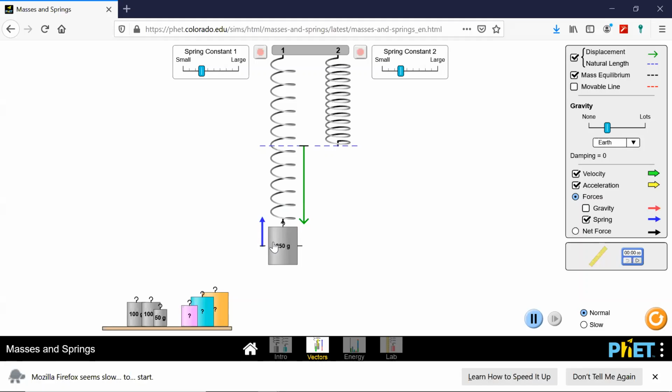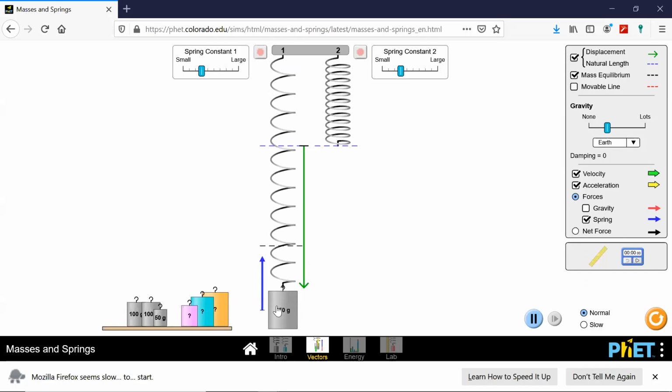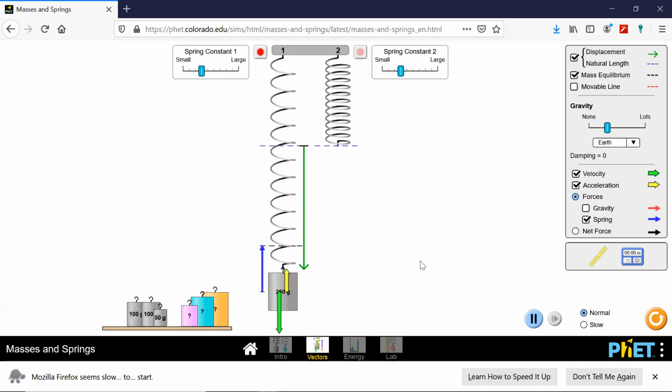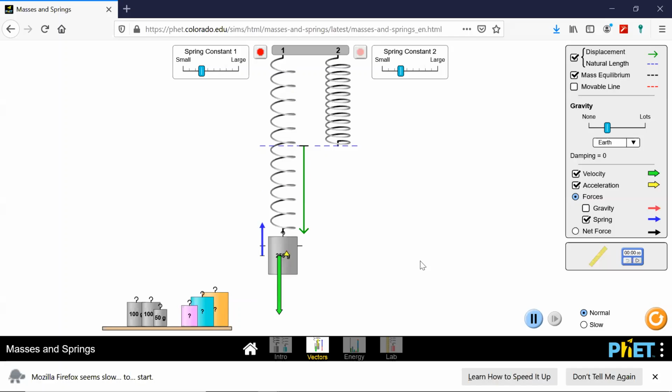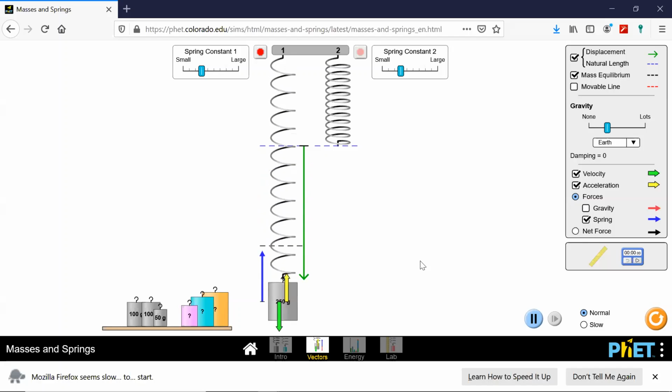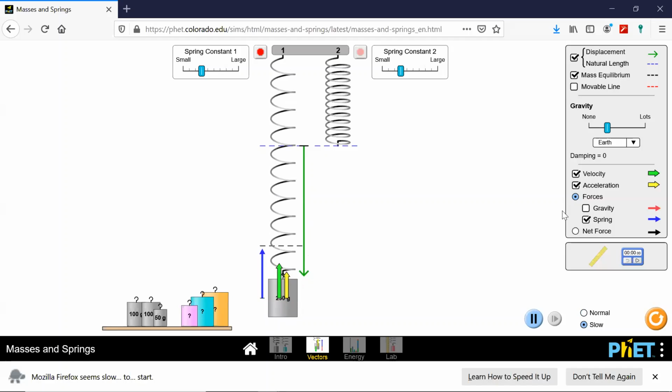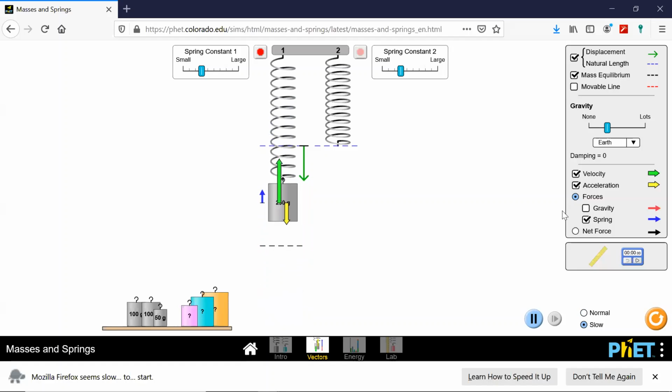So let me start the motion. Let me pull on this. And it starts oscillating, and you see that the vectors change. Now the first question is, at which point is velocity minimum or zero?